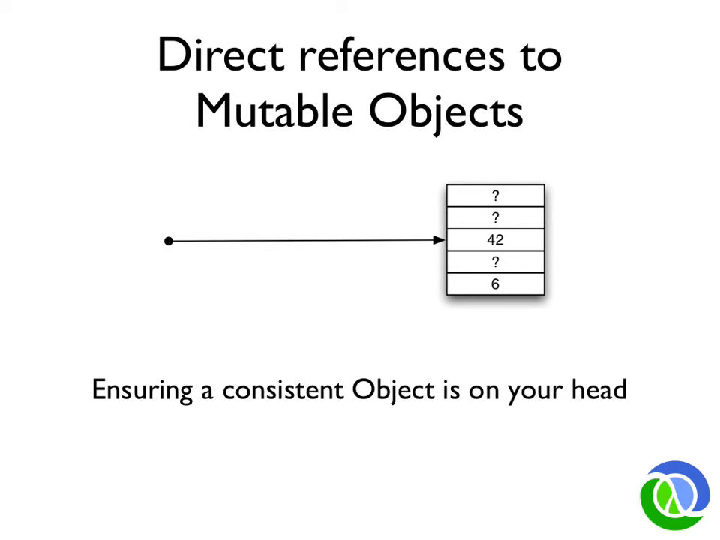So ensuring a consistent object completely falls to the programmer. It's completely manual and by convention. And as you get more objects and more objects that need to be changed in a single logical unit of work, this fails.